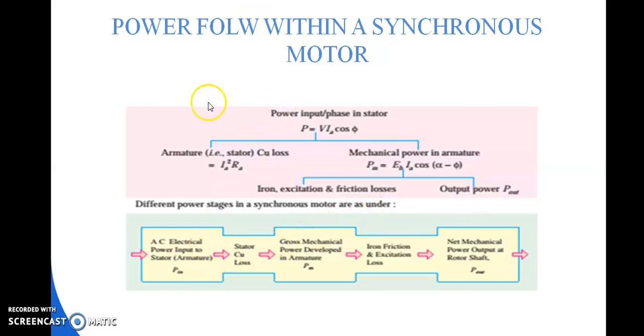Here you can see AC electrical power input to the stator, that is P in. Here is the stator copper loss. Here is the mechanical power developed in the motor, Pm. Again we have iron, friction and excitation losses, and after subtracting these losses we will get the total output power at the shaft of the synchronous motor, that is P out.